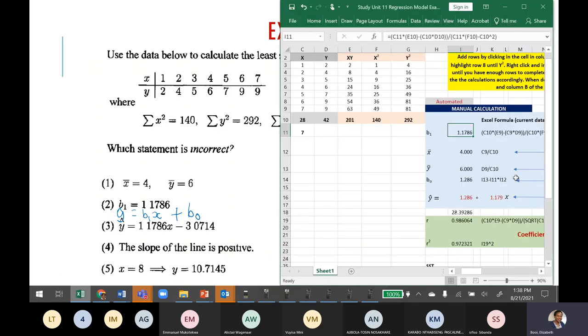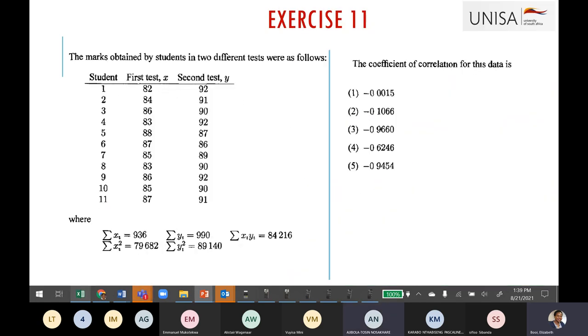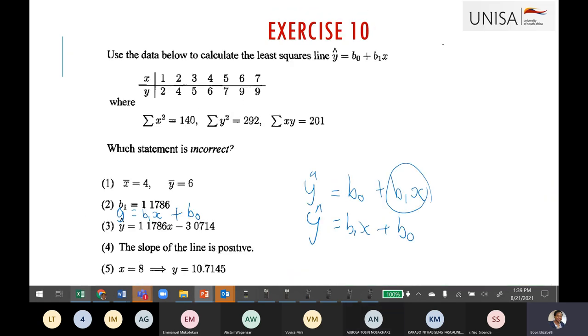So is that correct? No. We need to go to the intercept. What is our intercept? It's B1. So is our B1 that? Oh, sorry, B0, which is our intercept. So therefore, this is an incorrect formula. Yes, so this will be incorrect.